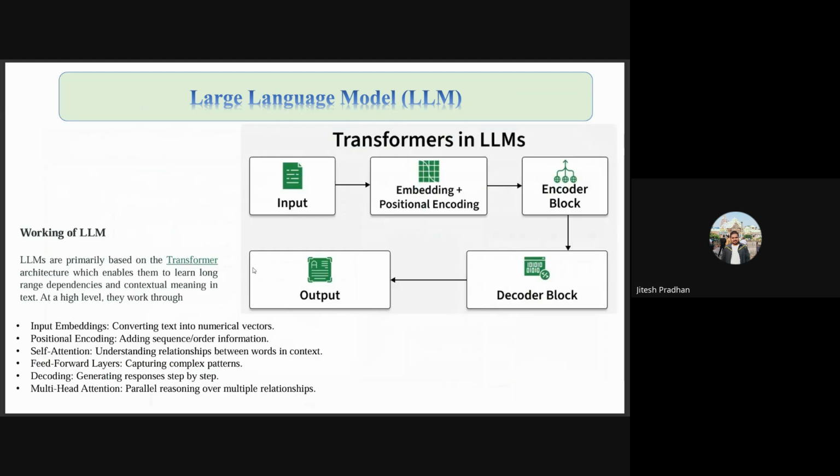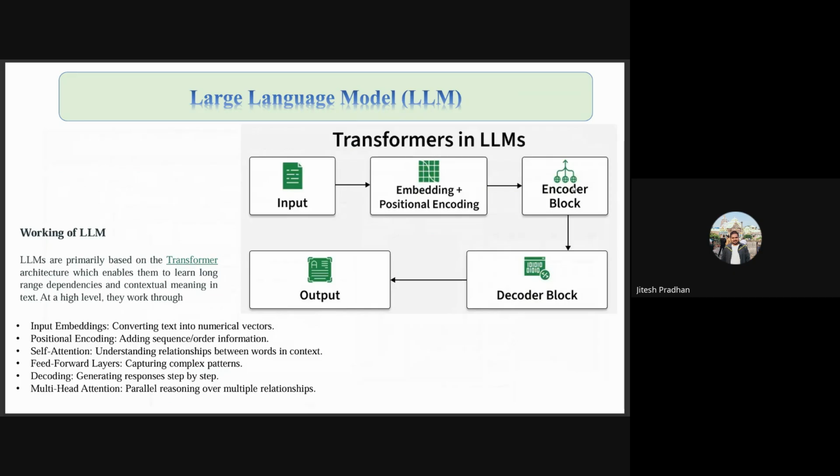Okay, now look at how LLM works. Input text is there. It will be given in the form of embeddings and positional encodings. So we will give two things as input: embeddings, which will be text embeddings, and positional encodings, which give you the position of each word.